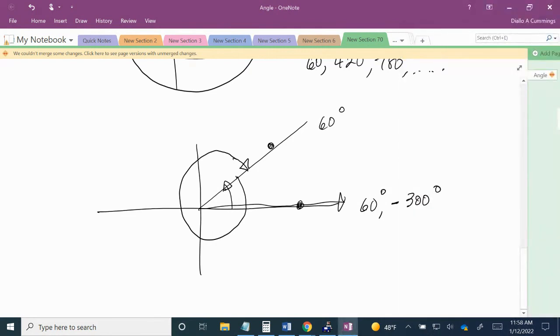Just keep in mind our scale. Since we're talking about negative angles, this is 0 degrees, negative 90 degrees, negative 180, negative 270, and negative 360. Keep in mind that a negative 300 degree angle would lie in the first quadrant. So you can add as well as subtract 360 degrees.